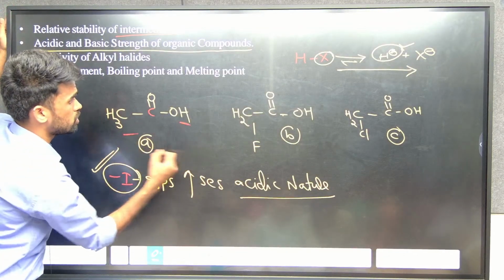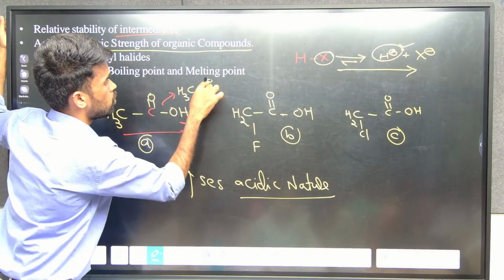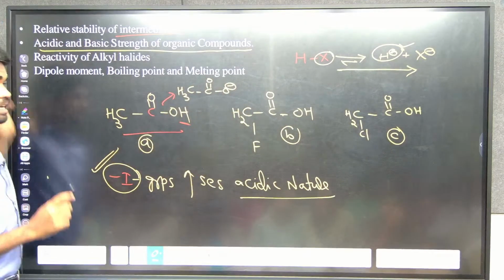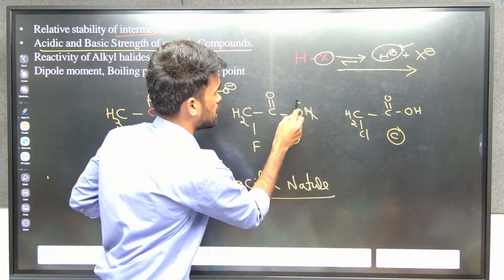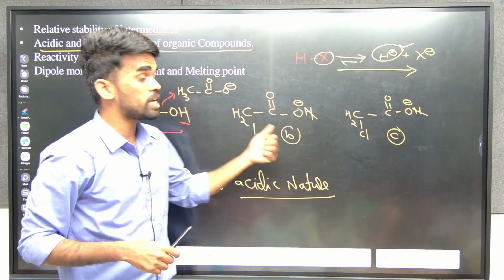This one. So if you release a H plus, what happens? CH3, CO, O minus. Like this it is formed. Similarly here also, if you remove this, you will get a negative charge here. Here also, negative charge here. So these are called conjugate bases.